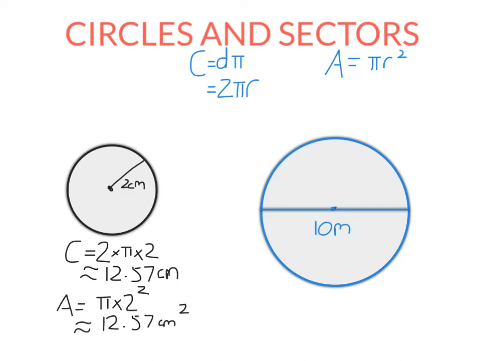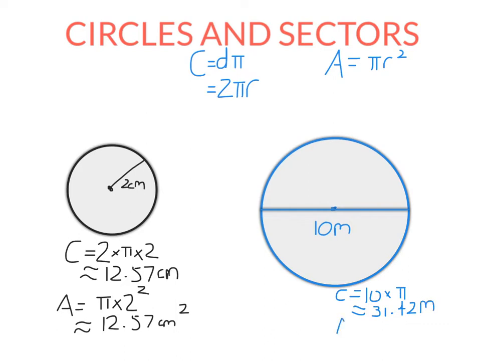All right, let's calculate the circumference and area of this circle here. So this time we're given the diameter. So the circumference is just going to be the diameter times pi. So to 2 decimal places we get about 31.42. And of course, measurement will be in meters.